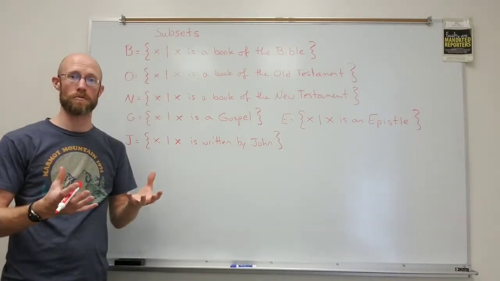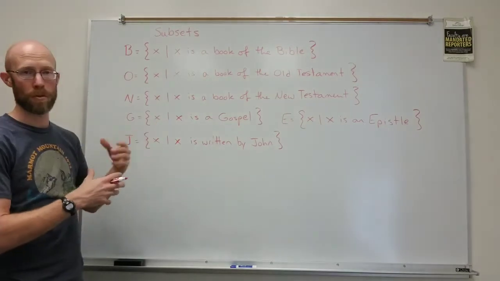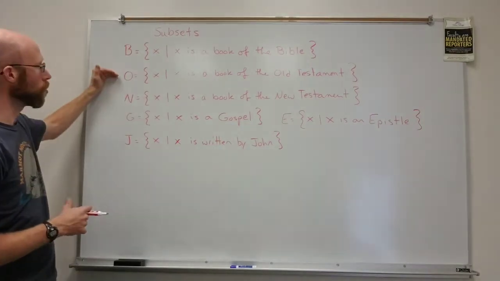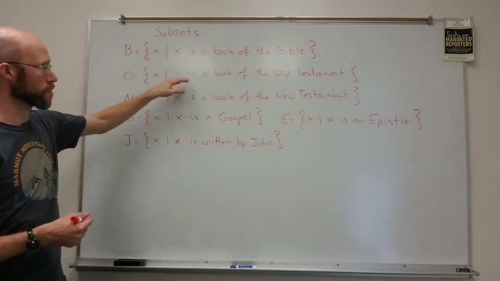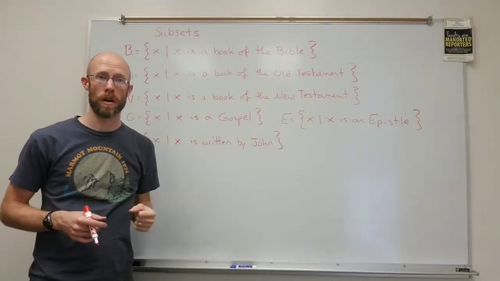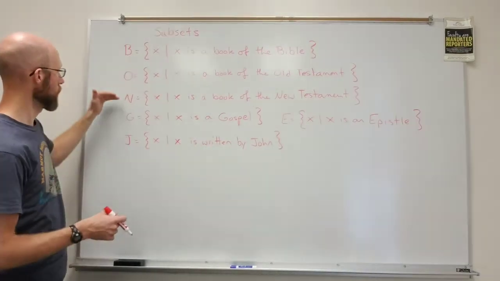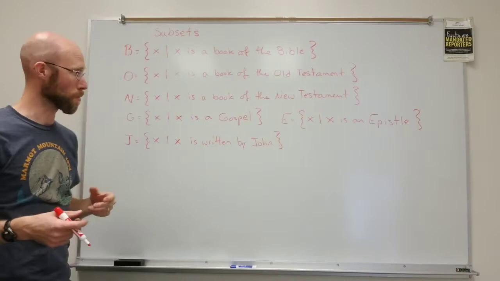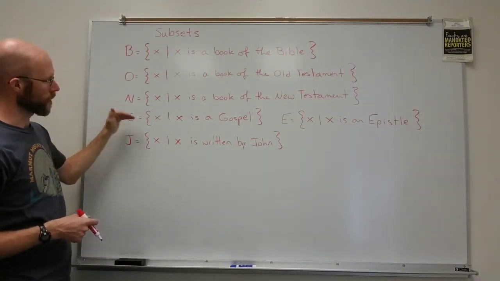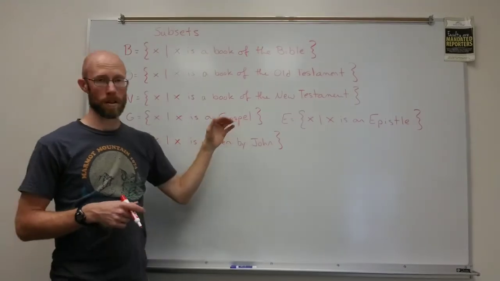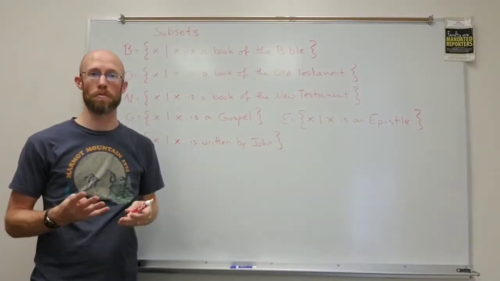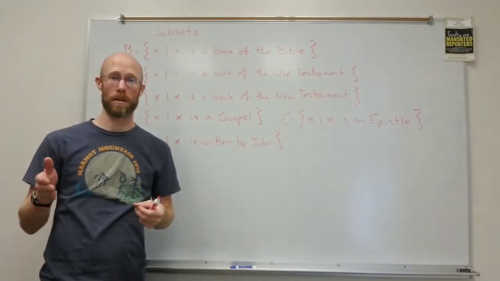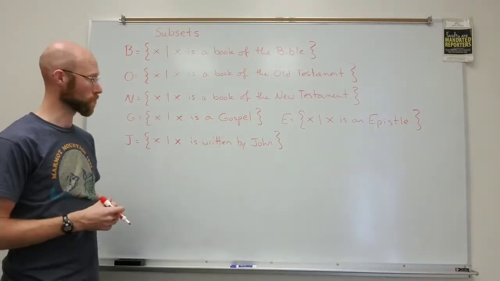The Bible is a collection of books written by people throughout history and categorized in different ways. O is going to be the set of books of the Old Testament. Old Testament is before Jesus's birth, all the books written before then. And N is a set of all books of the New Testament, anything written after Jesus's birth. G, I'm going to have as the set of all books that are Gospels. Gospels are the four books that were written as historical accounts of Jesus's life specifically. So Matthew, Mark, Luke, and John were the authors of those four books.